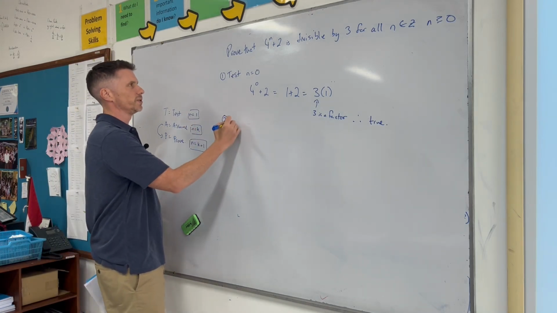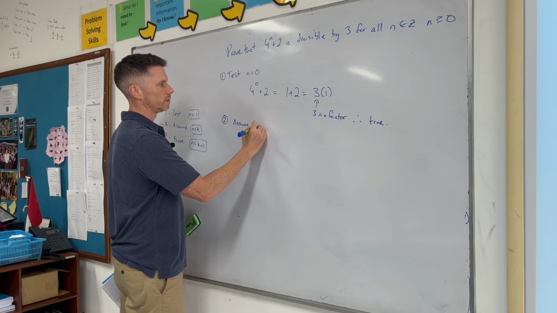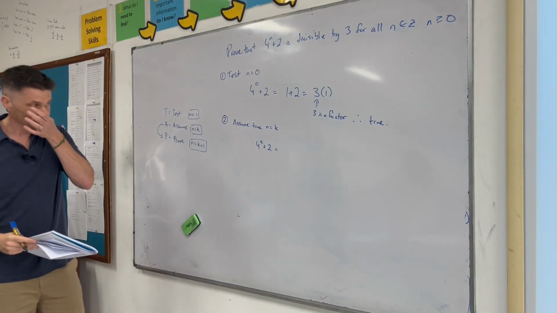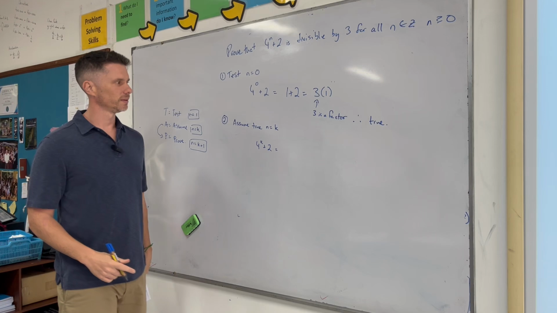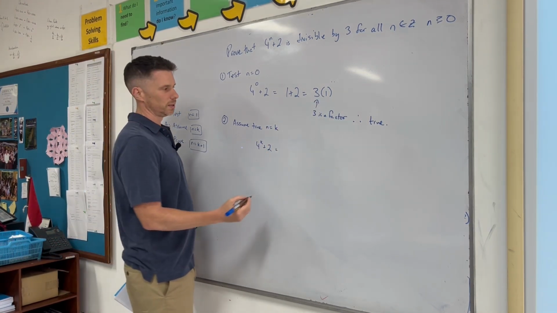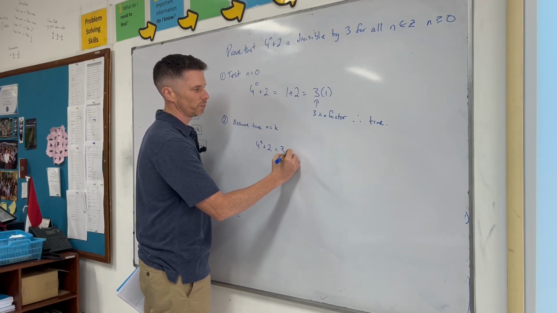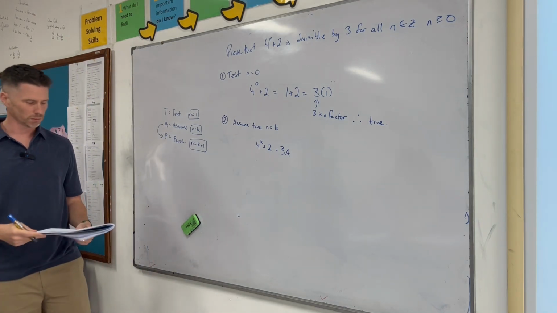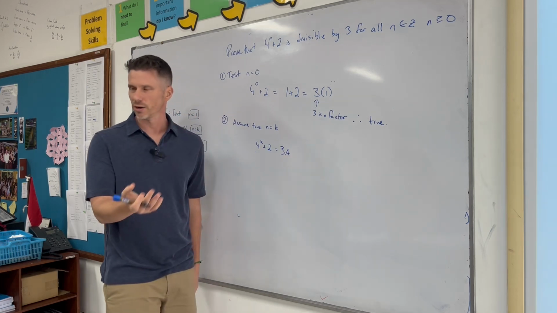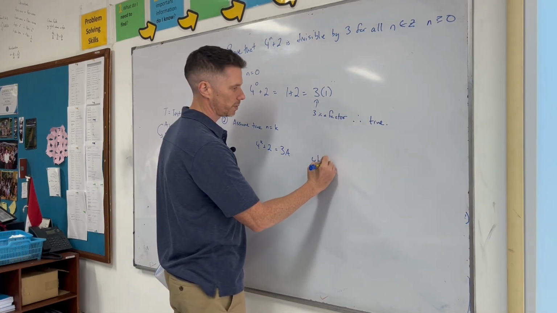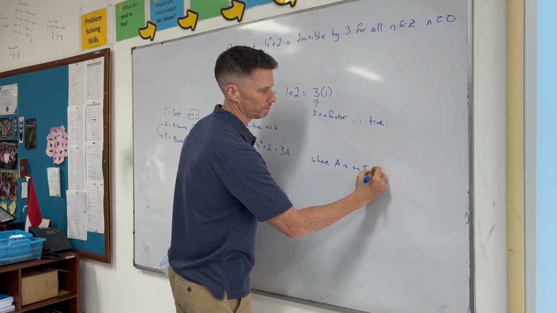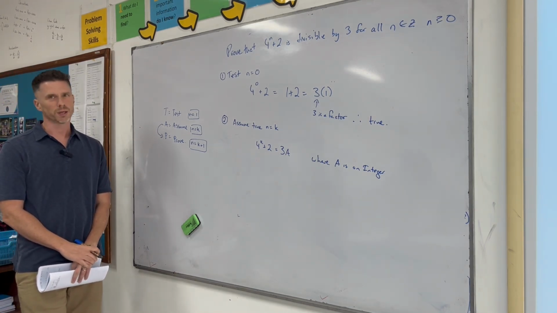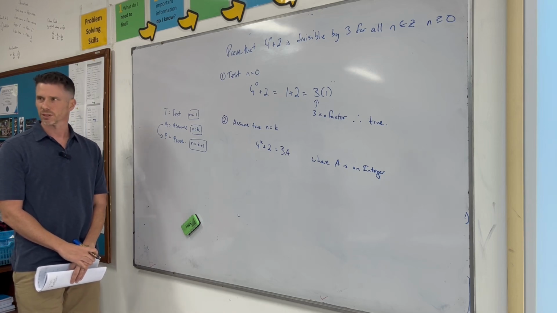Let's assume it's true. This is always an easy step. N is equal to k, so 4 to the k plus 2 is equal to 3 times something. Don't use k because it mightn't always be the k. You can use a, b, c, q, p, any letter here, where a is some integer. It's 3 times something.